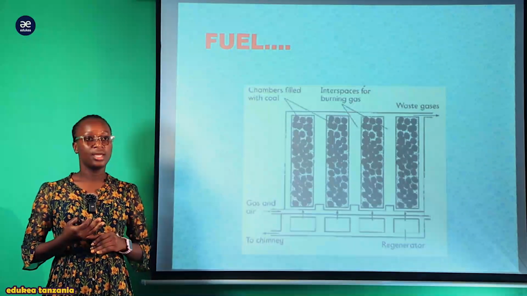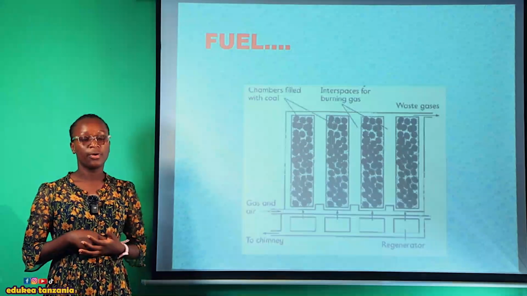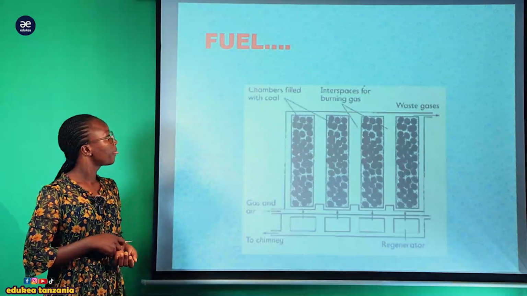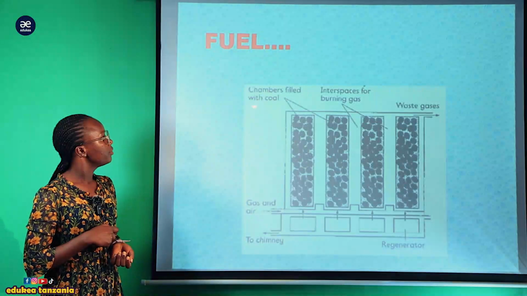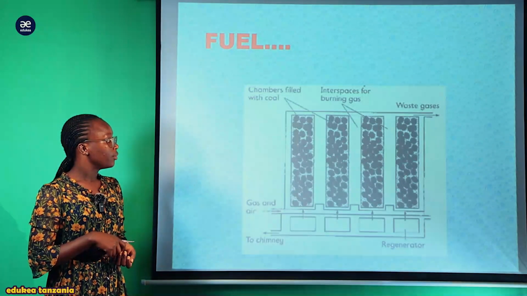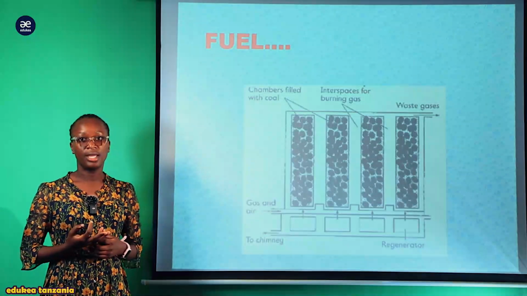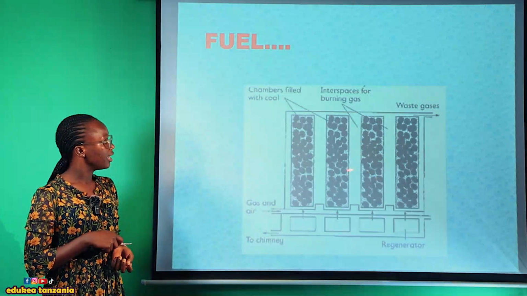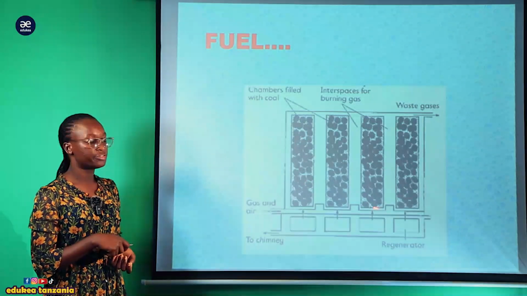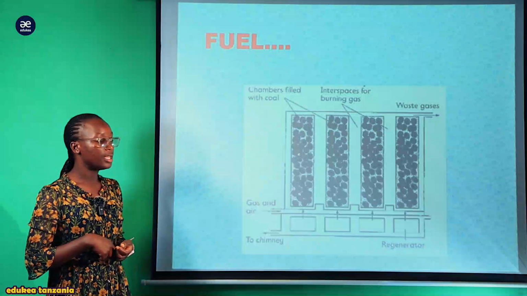This is a chamber filled with coal, as I have said. This is the chamber. You can see it is different from that one of beehive kilns. So this one can have a lot of chambers at the same time, within which a lot of coal can be distilled, and we can obtain our coke product in a large amount.